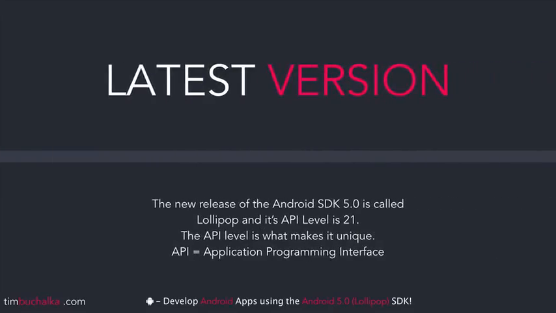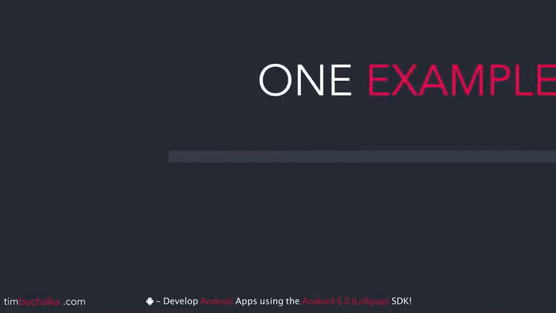Now the latest version, which we're talking about in this course, is the Android SDK 5.0. And it's called Lollipop, or its sweet name is Lollipop, and it's got an API level of 21. Now, I know that probably doesn't make a lot of sense to you, but essentially what we'll be dealing with in this course, we'll be talking mainly about API levels. The API is the Application Programming Interface, and in future videos, we'll be going through that in detail, so you know exactly what that means.